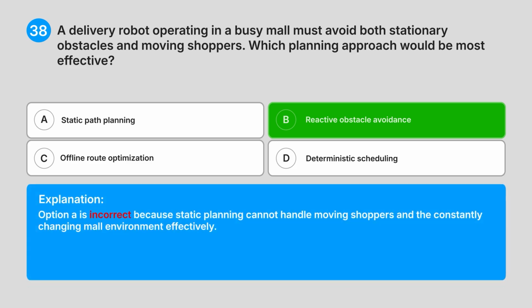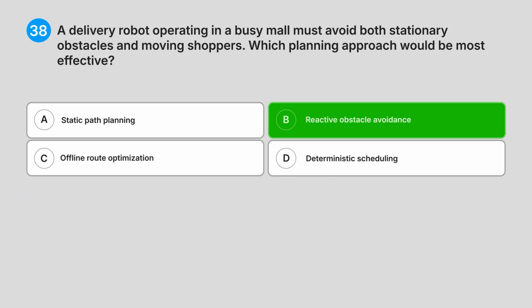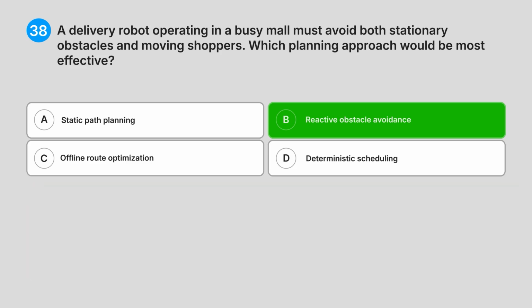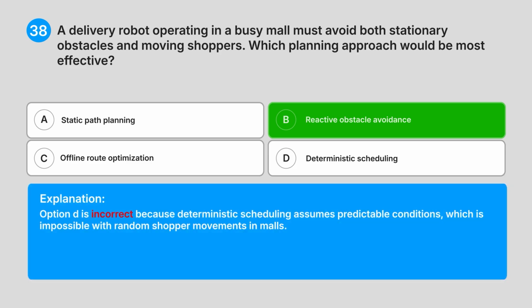Option A is incorrect because static planning cannot handle moving shoppers and the constantly changing mall environment effectively. Option C is incorrect because offline optimization cannot adapt to real-time changes in shopper positions and mall conditions. Option D is incorrect because deterministic scheduling assumes predictable conditions, which is impossible with random shopper movements in malls.